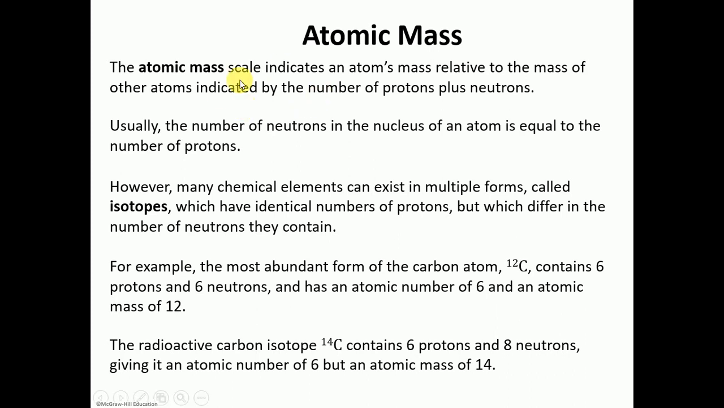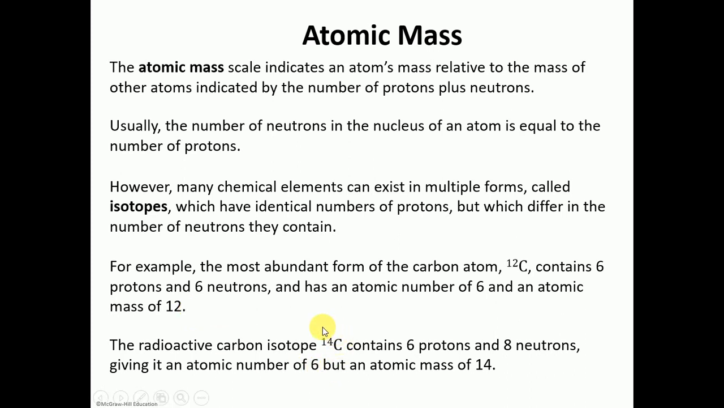But again, usually the number of neutrons is equal to the number of protons. But sometimes the number of neutrons is variable, and that would give us different isotopes of the same atom. I'll give you an example, for the carbon atom. C12, that's the stable kind, meaning it has 6 protons and 6 neutrons. So your atomic number is 6, and the atomic mass, you'd add them together, would be 12.